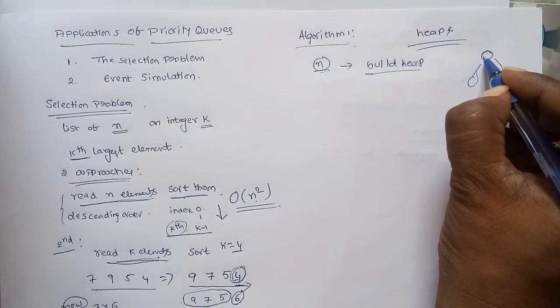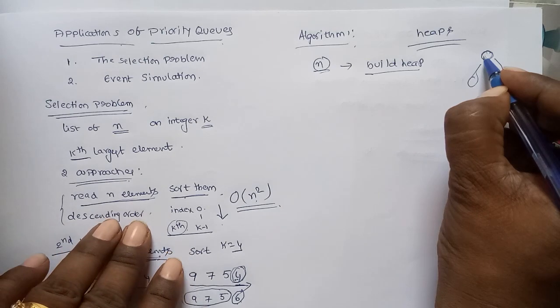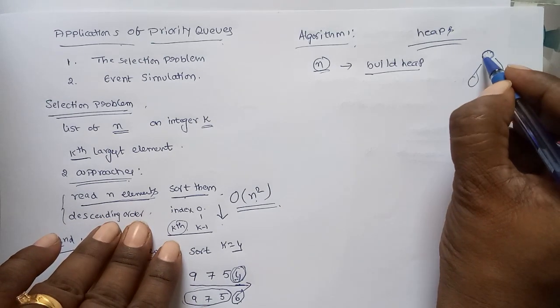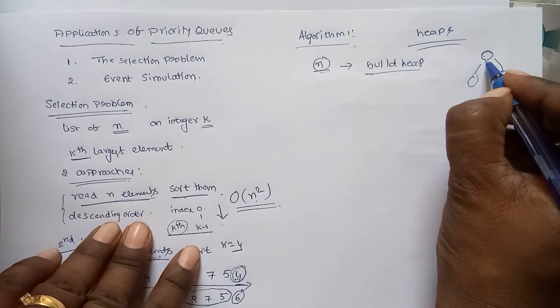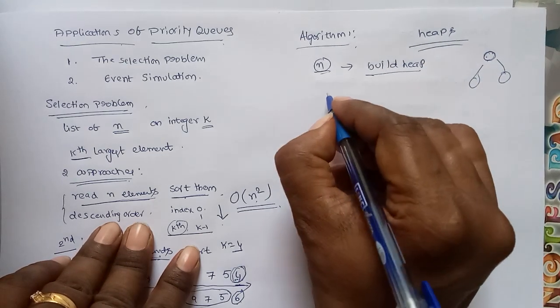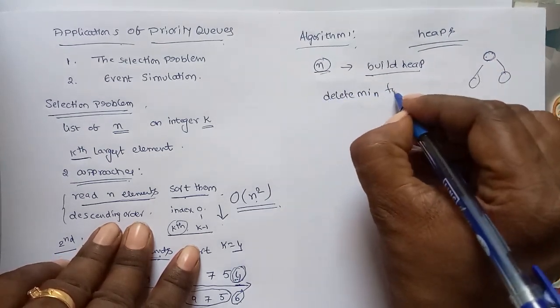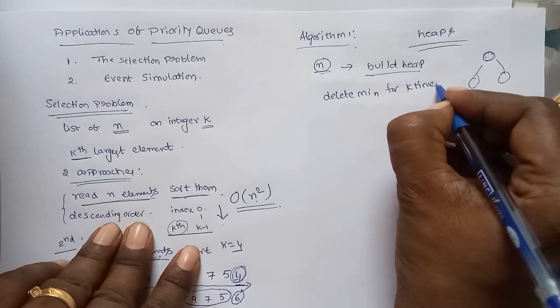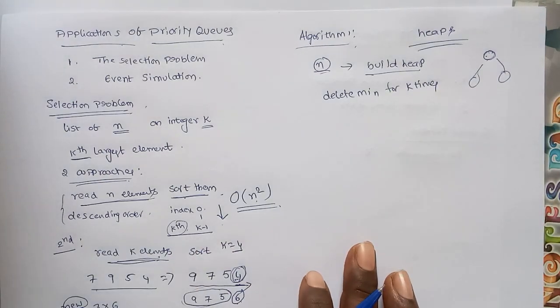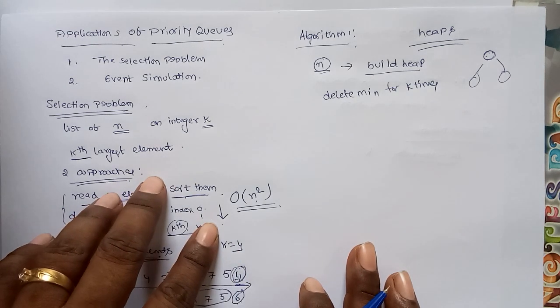After deleting the first largest element, obviously the second largest element is at the root. So to find the kth largest element, perform the delete min operation k times. So the delete operation is performed k times to find the kth largest element.